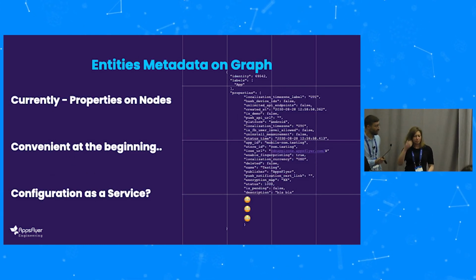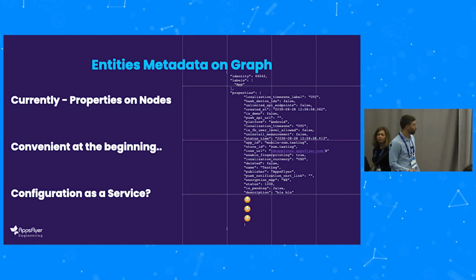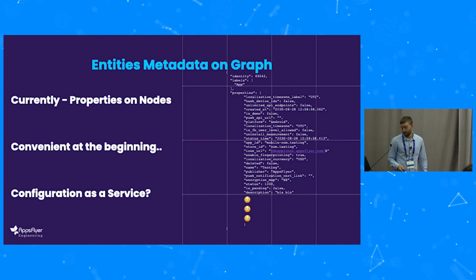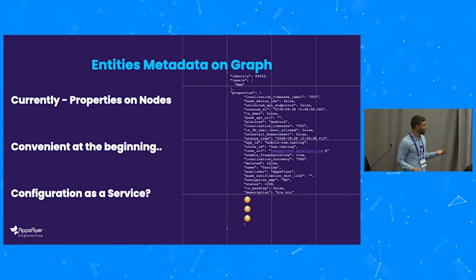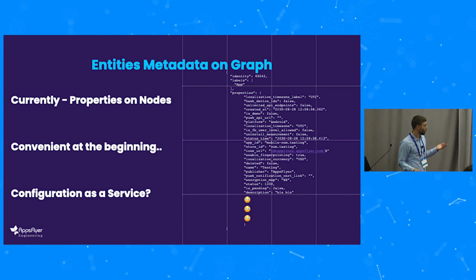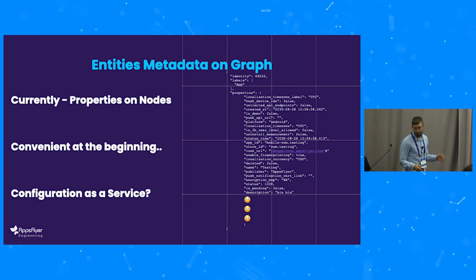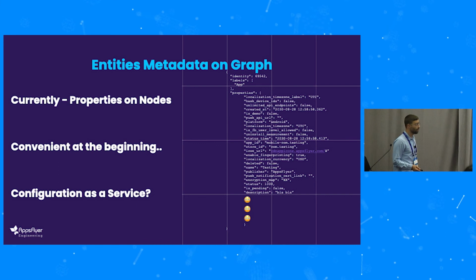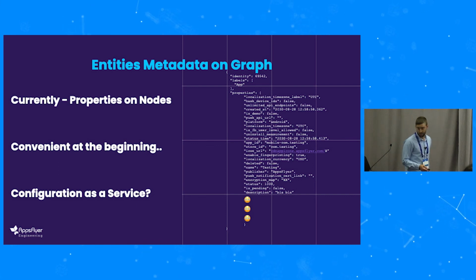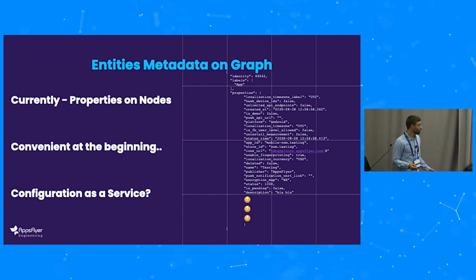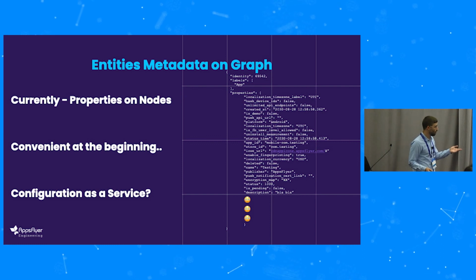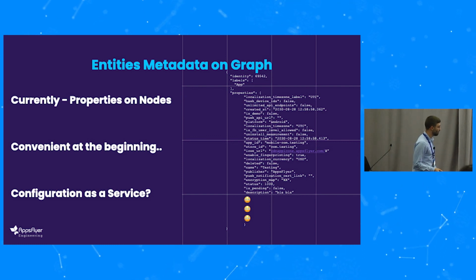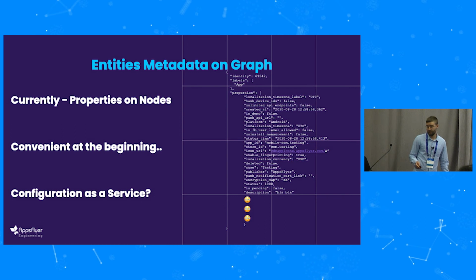Okay, so the next challenge we faced is around how to manage the entity's metadata on the graph. We have properties on the entities such as, let's say, application on the right: app ID, app name, and description. In the beginning, it was very convenient and natural to just model them as properties on the nodes. It started very nicely, but then we scaled up and have a lot of properties, as you can see here, and there are many more on the app. And this creates many issues.